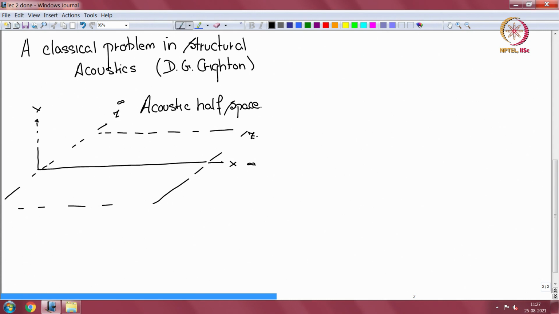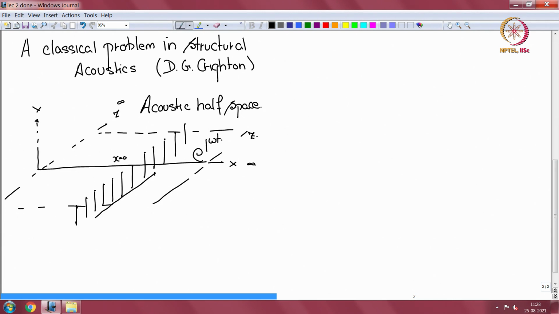Okay, and there is a line force applied at x equal to 0 along the entire z direction. There is a harmonic line force, that means e to the power j omega t, applied to this infinite plate at x equal to 0 in the z direction.